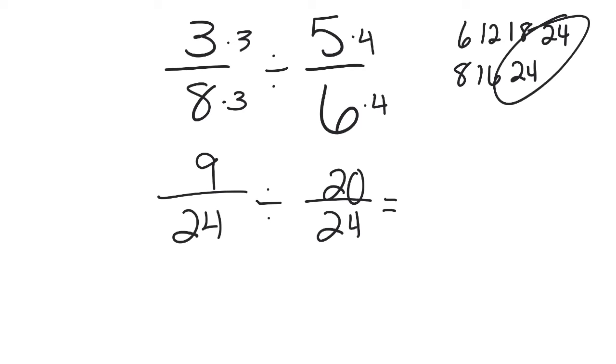So I'm going to have the 24 divided by 24 cancels out, so now I just have 9 divided by 20, which we would just write as 9/20 because 20 cannot go into 9. And that's it. That's dividing a fraction by a fraction. If you can find those common denominators, it'd be super quick.